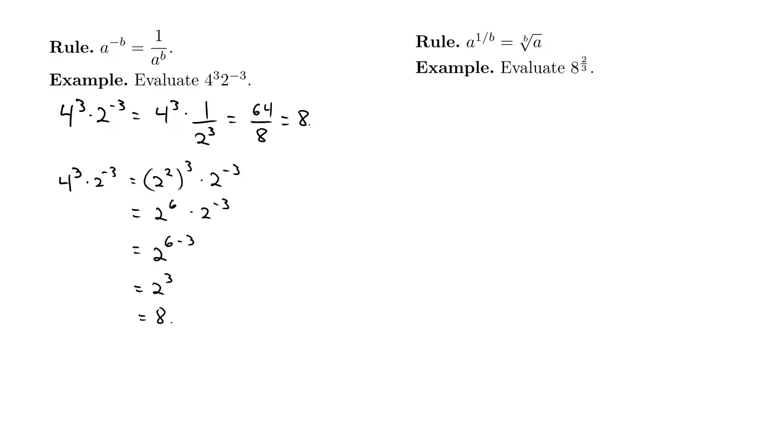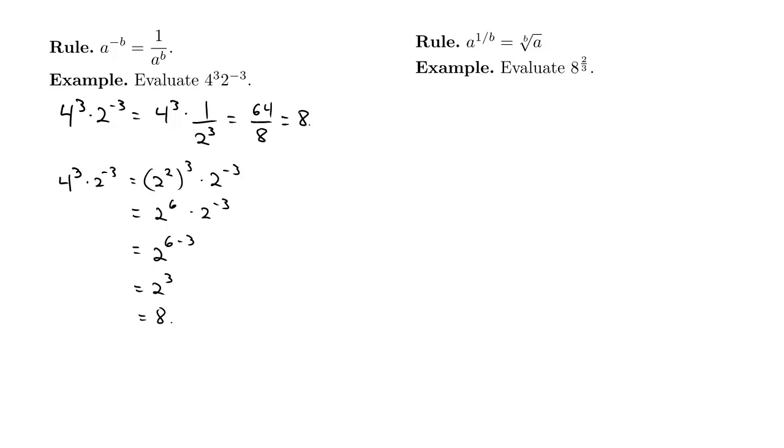Now that we understand positive and negative integer exponents, we'd like to look at fractional exponents. If we have a raised to the 1 over b, then we define this to be the bth root of a. This rule works with our previous rules about powers raised to exponents.